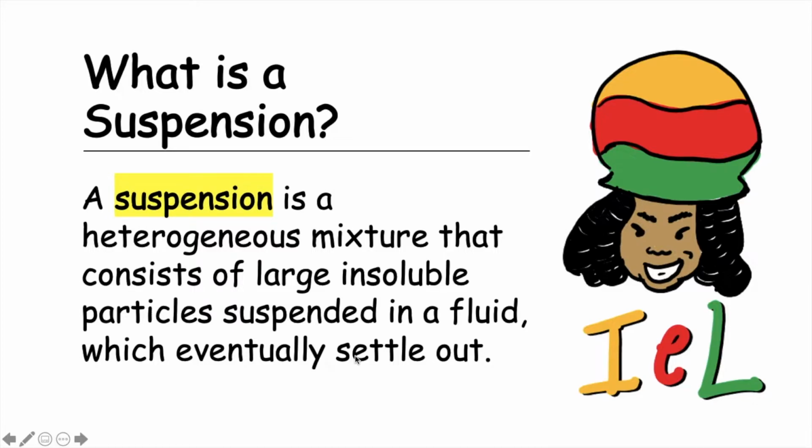Since suspensions are heterogeneous, each component retains its identity or features. In other words, the individual components of a suspension are recognizable. Of course, if the suspension consists of large insoluble particles in a liquid, then the two components will be easily distinguishable, especially when the solid settles out.